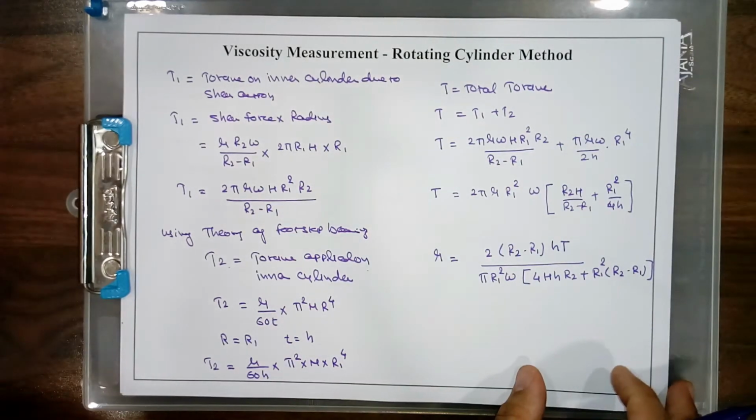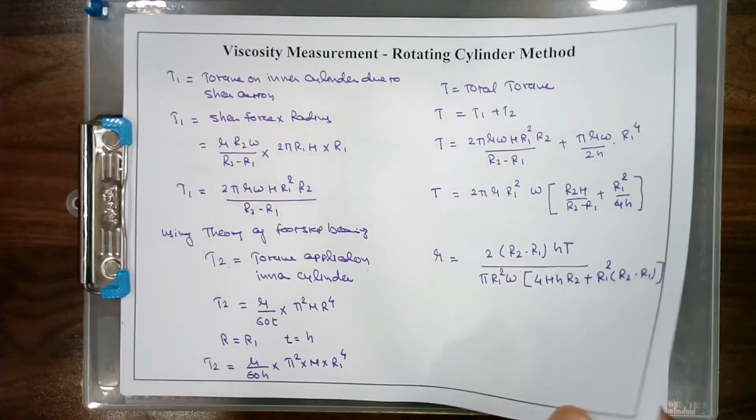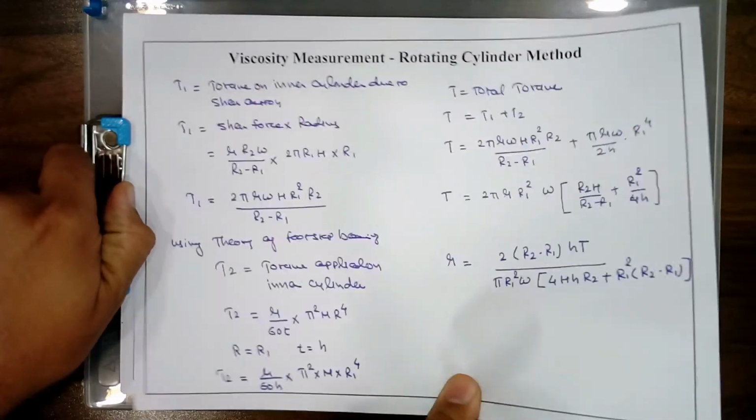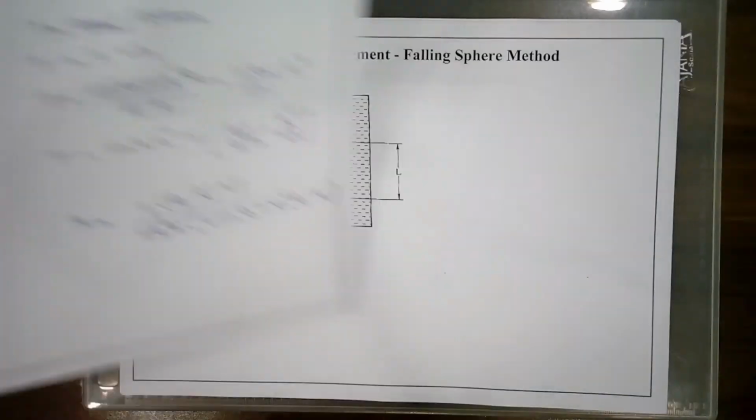Now students, after discussion of this rotating cylinder method, we are going for the third method, that is the falling sphere method.